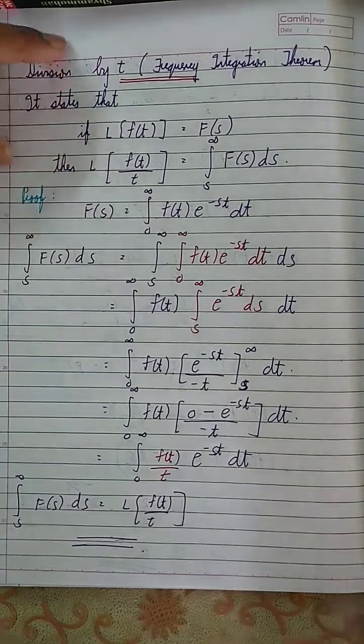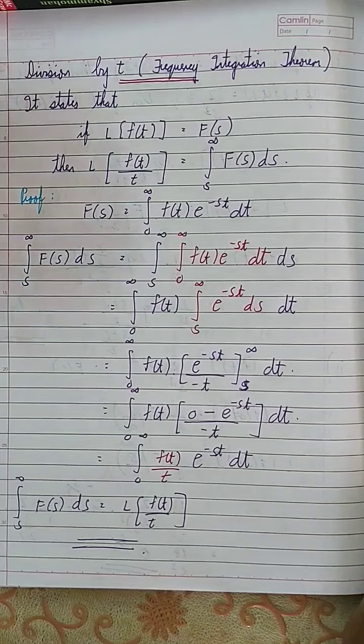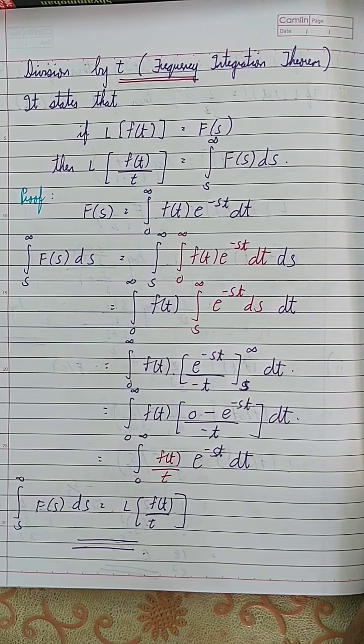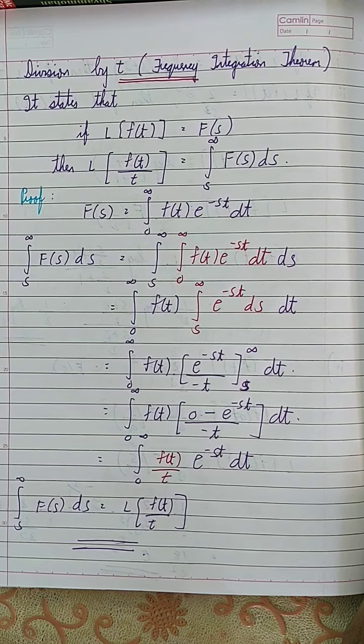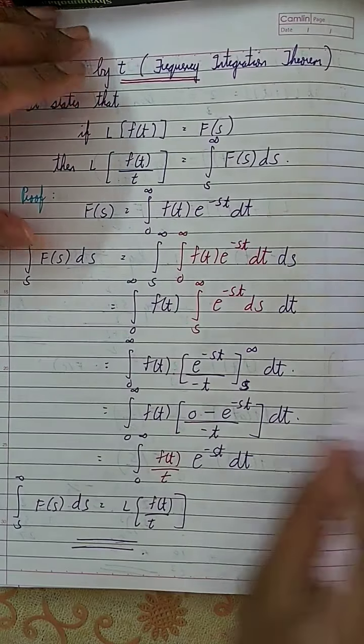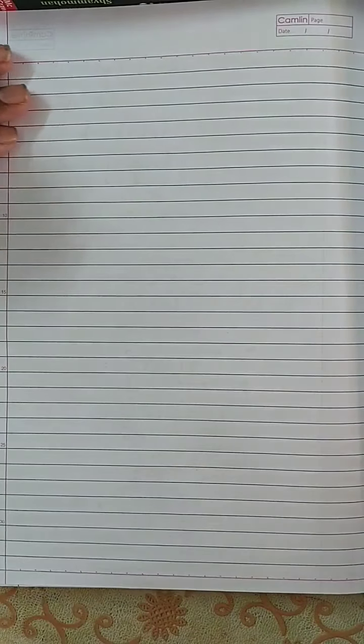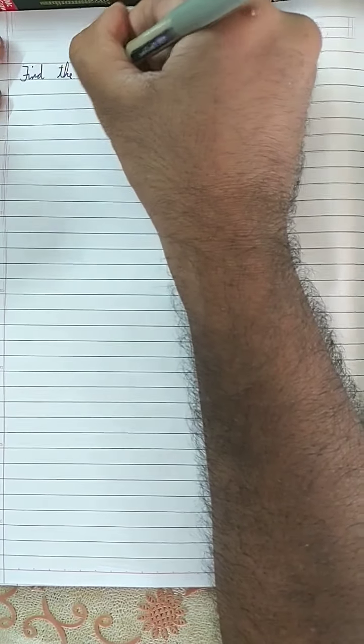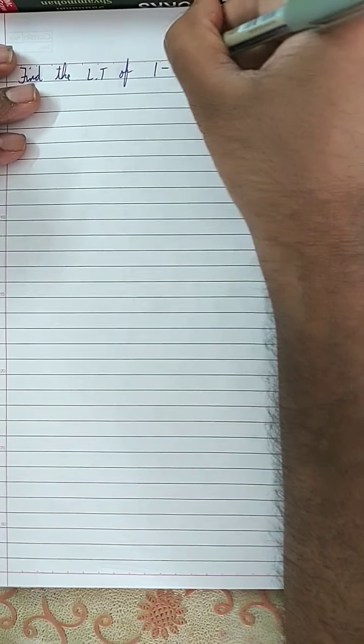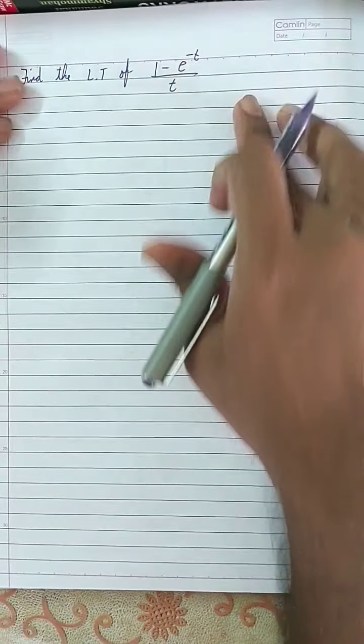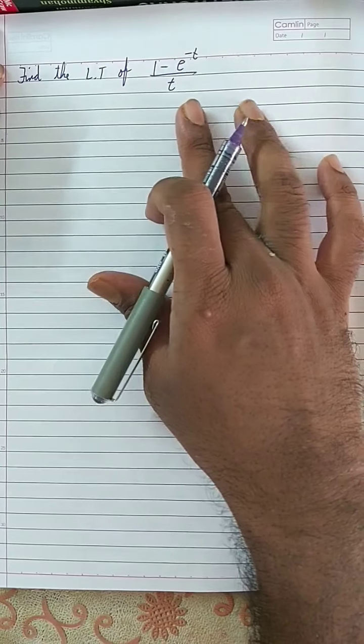Now let's do a simple problem based on this theorem. Using this theorem, the first problem: find the Laplace transform of 1 minus e raised to minus t by t. Let's find the Laplace transform of this.